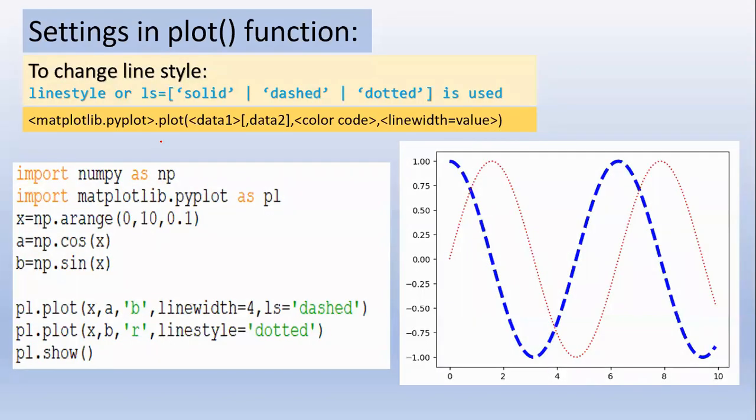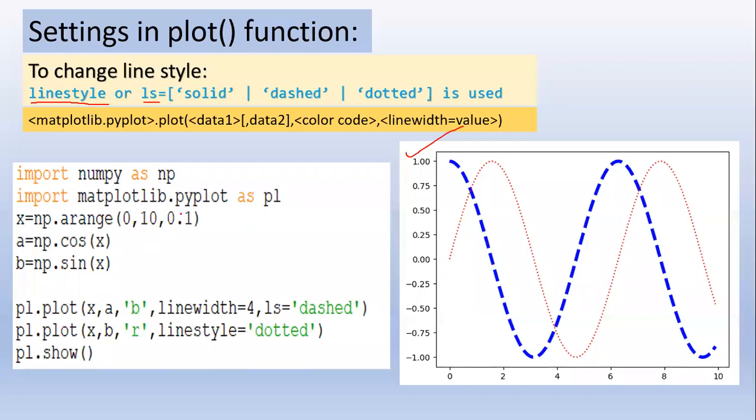Now let us see how to change line style. We need to use linestyle, LINESTYLE without any space, or we can use LS. Now what are the styles available? We have 3 styles available: solid, dashed and dotted. As you can see in this plot, we have a blue dashed line and a dotted line.